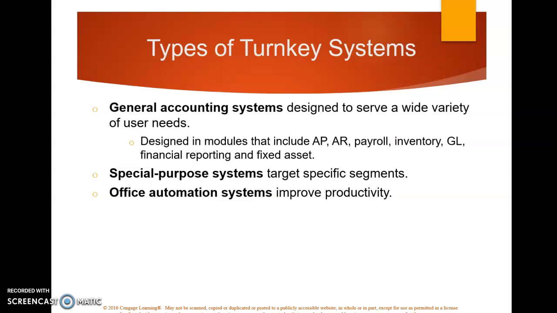Then we have office automation system. Office automation system is used in manufacturing. Okay, where we have specific robotics technology to produce, like for example, cars, to paint cars, to fix the engines. Okay.